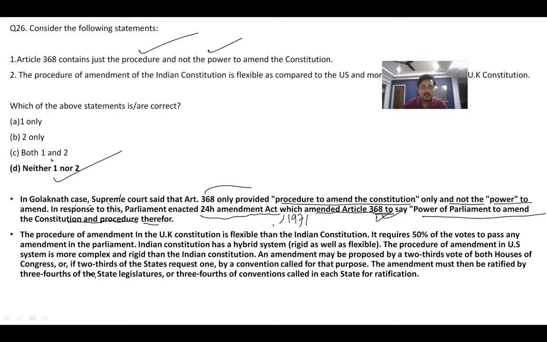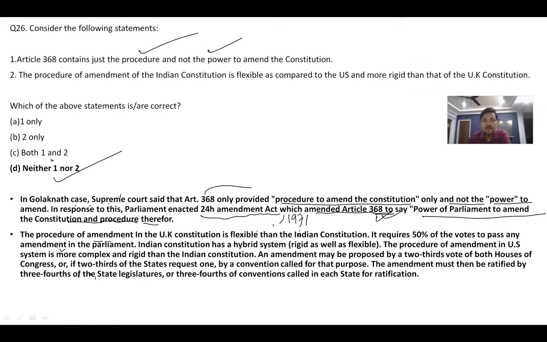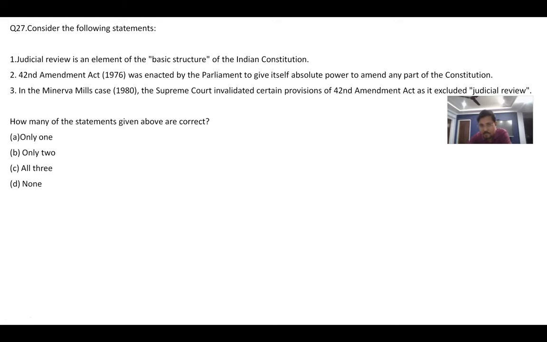Next option: the procedure of amendment of the UK constitution is flexible rather than the Indian constitution. Yes, the UK constitution is flexible. It requires only 50% of the votes to pass an amendment in the parliament. The Indian constitution has a hybrid system, so it is rigid as well as flexible. The procedure of amendment in the US system is more complex and rigid than the Indian constitution.